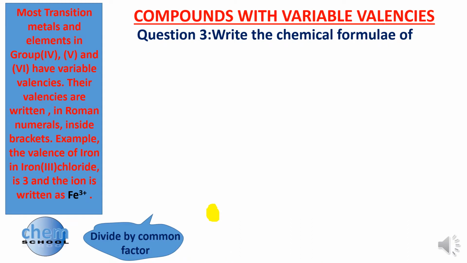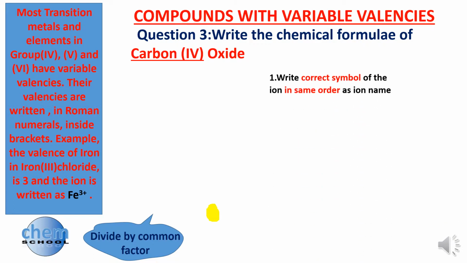Therefore, we shall begin with our first example under variable valencies. Therefore, write the chemical formula of carbon 4 oxide. Carbon 4, meaning the valency of carbon is 4. Therefore, we can begin writing the correct symbol as shown.